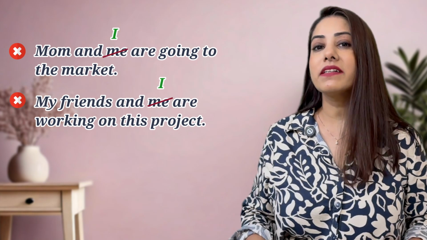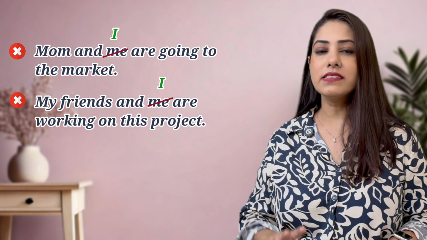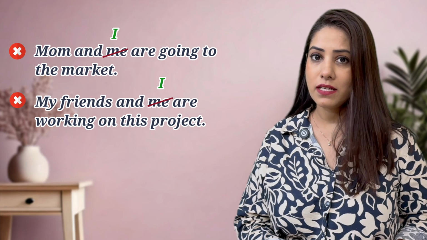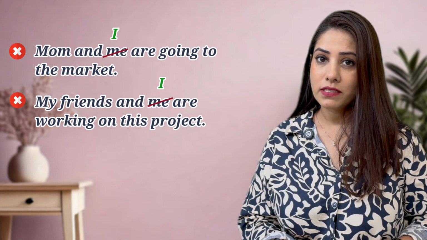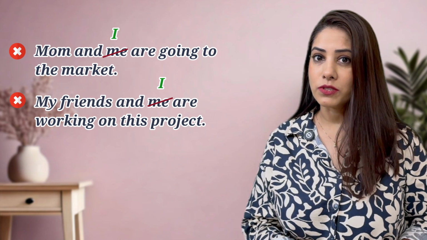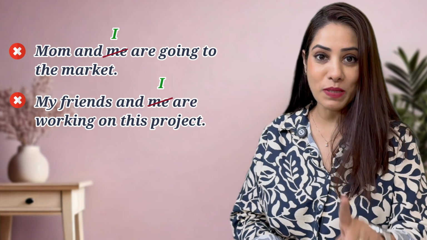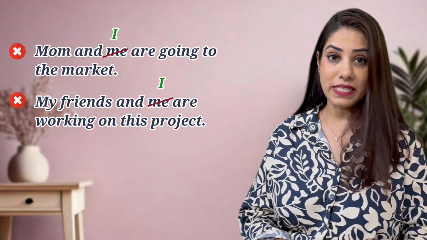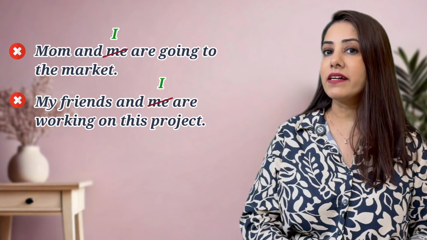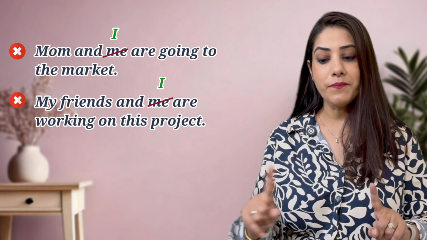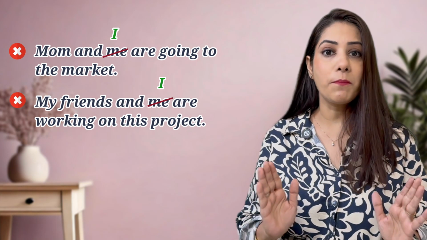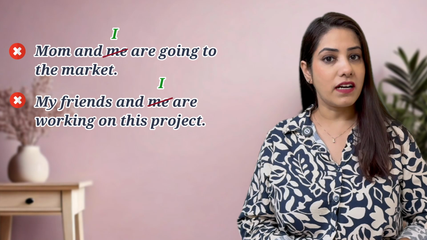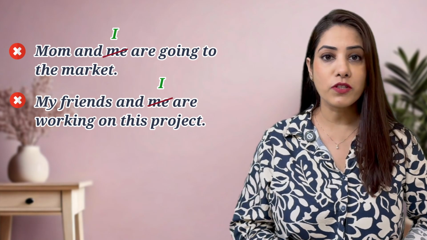Now a very easy method of avoiding this error is remove mom. If you were only to go to market, would you say I am going to the market or me are going to the market? So it will always be I. So in subject position, it will always be I, not me. So you will say mom and I are going to the market. Since mom and I make a combined plural subject, we are using are. My friends and I are working on this project.